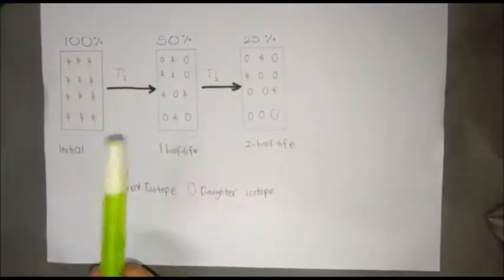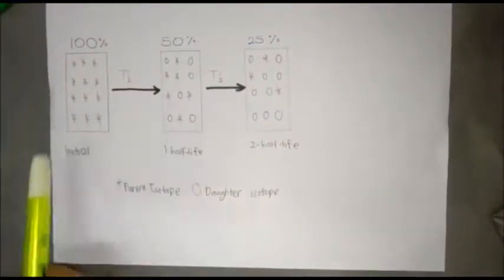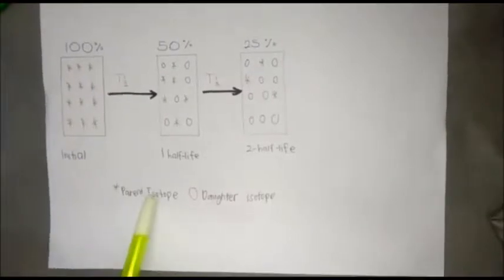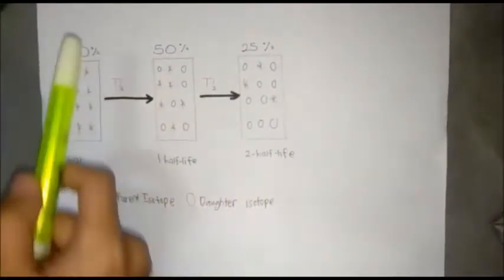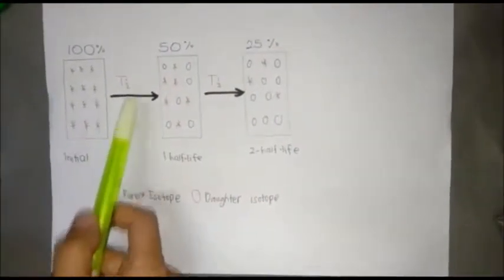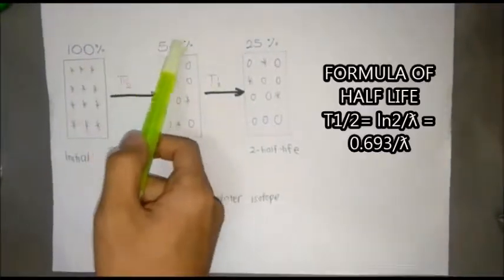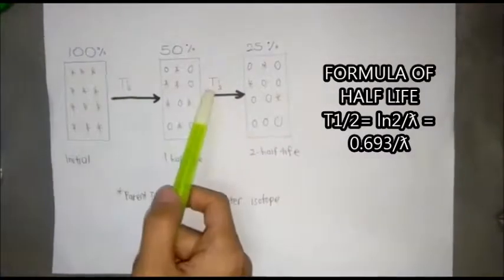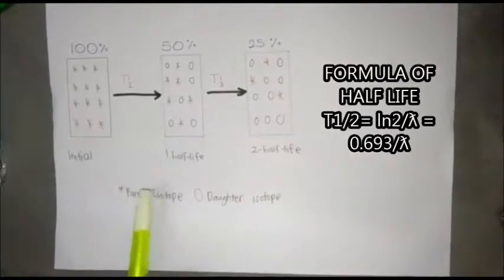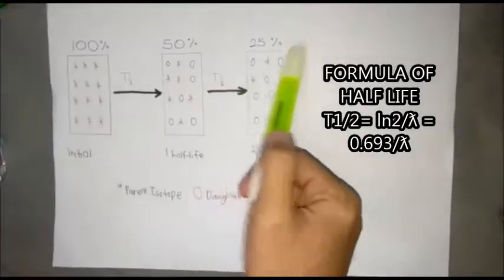This is the diagram that shows how half-life works. Initially, the parent isotope is 100%. At the first half-life, the parent isotope is 50%. At the second half-life, the parent isotope becomes 25%.